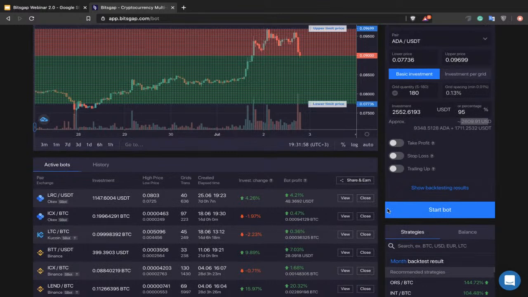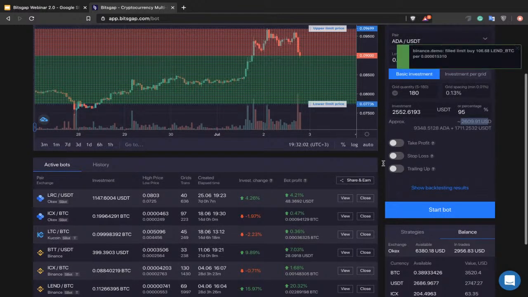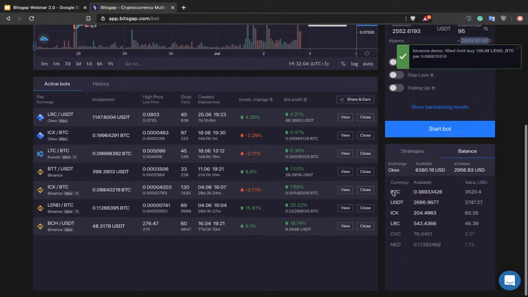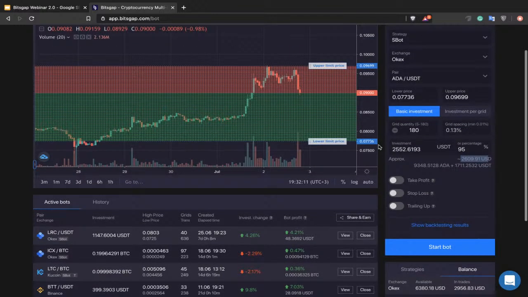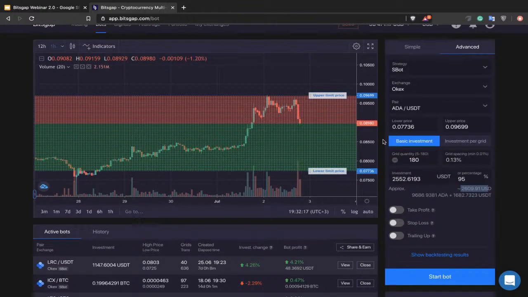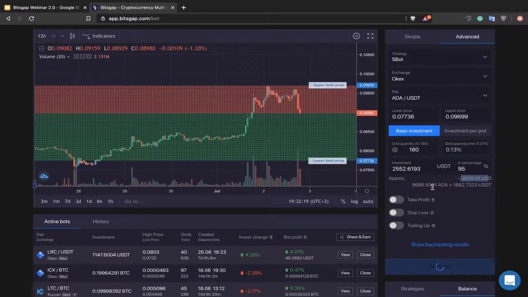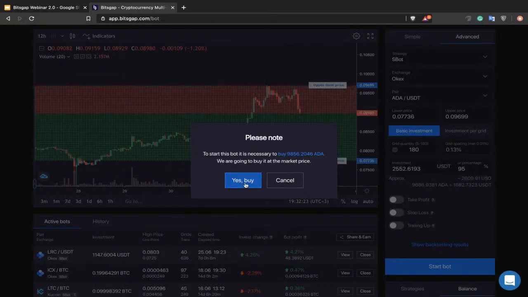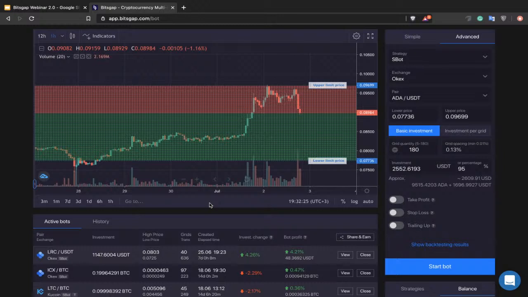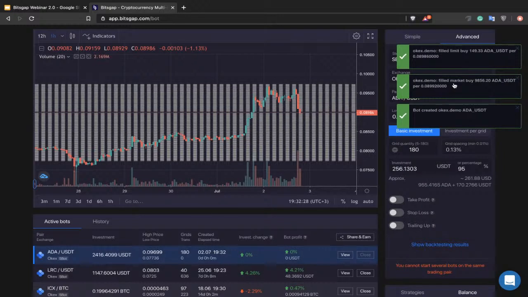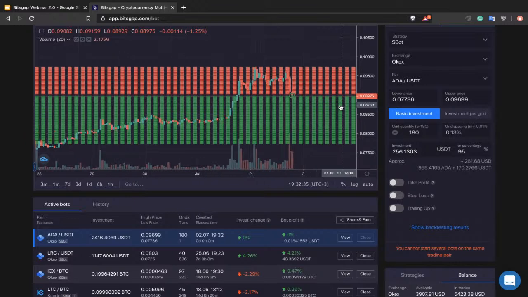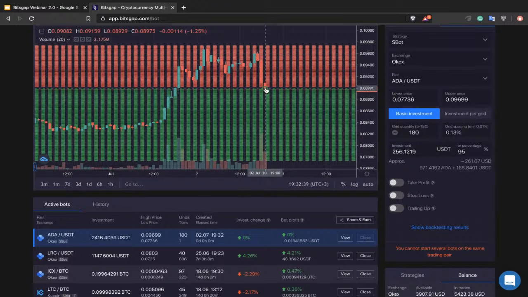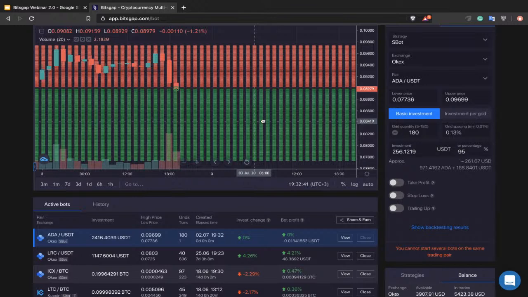And if I go to balance to see if I have Cardano, I will notice that I don't have Cardano on my balance right now. So that means I either have to place the limit buy order using my trading account, or I can let the bot buy the required amount of Cardano with the market order. So I'm gonna go for this. I'm gonna click on yes. So you see it has filled the market buy, so it has successfully purchased the required amount of Cardano.